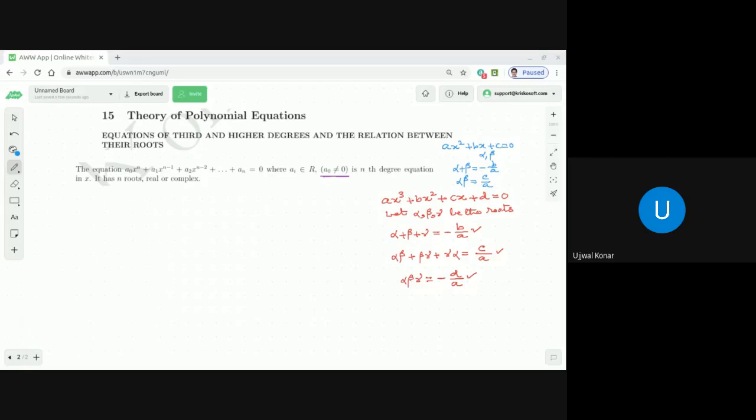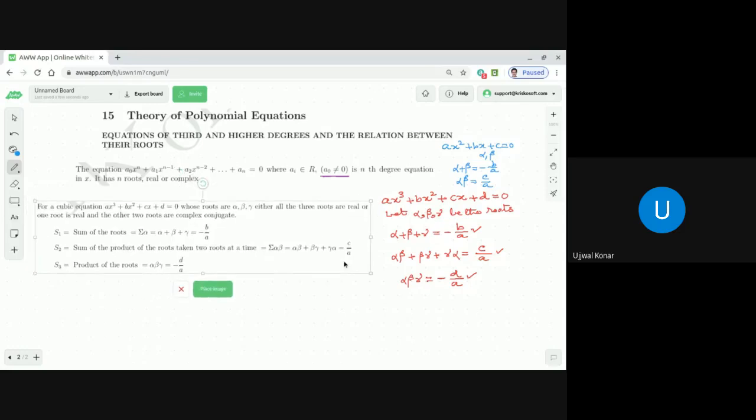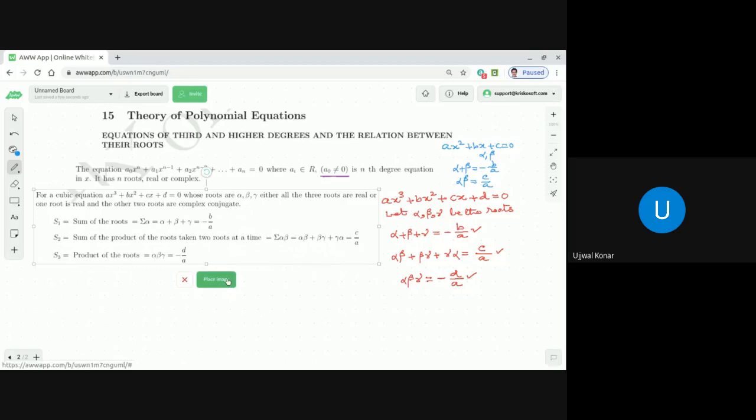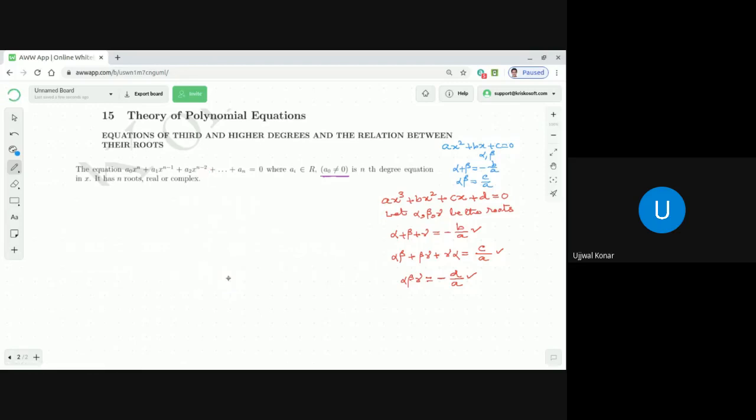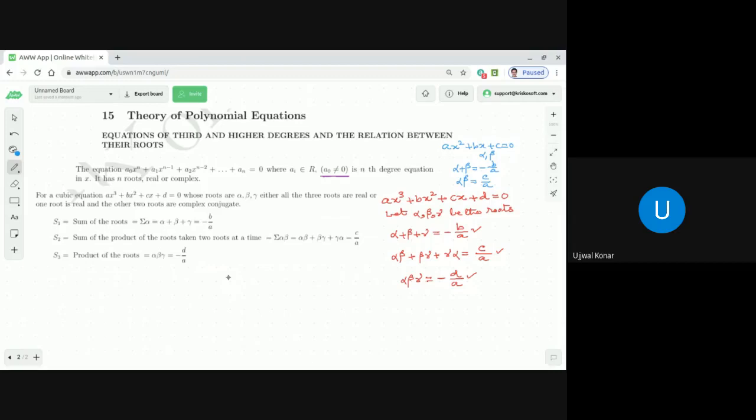So what I'm going to write is that for a cubic equation ax cube plus bx square plus cx plus d equal to 0, whose roots are alpha, beta, gamma. Either all the three roots are real or one root is real and the other two roots are complex conjugate. We need to understand this point, dear students. So what is the equation we are considering? Ax cube plus bx square plus cx plus d equal to 0.